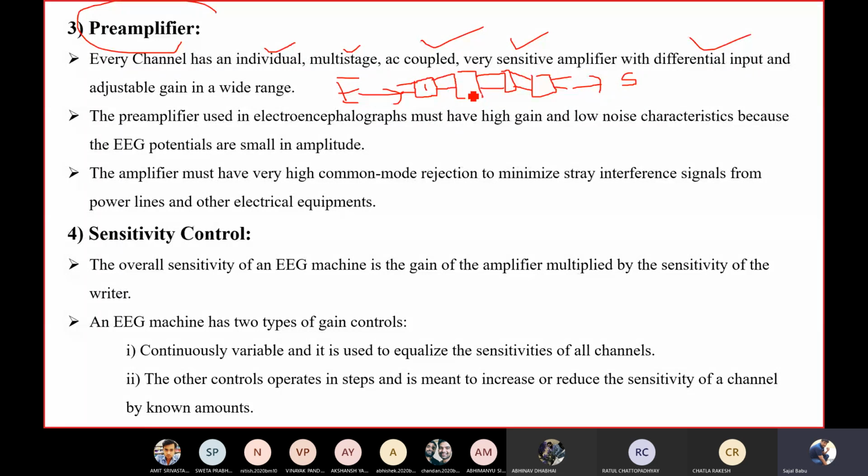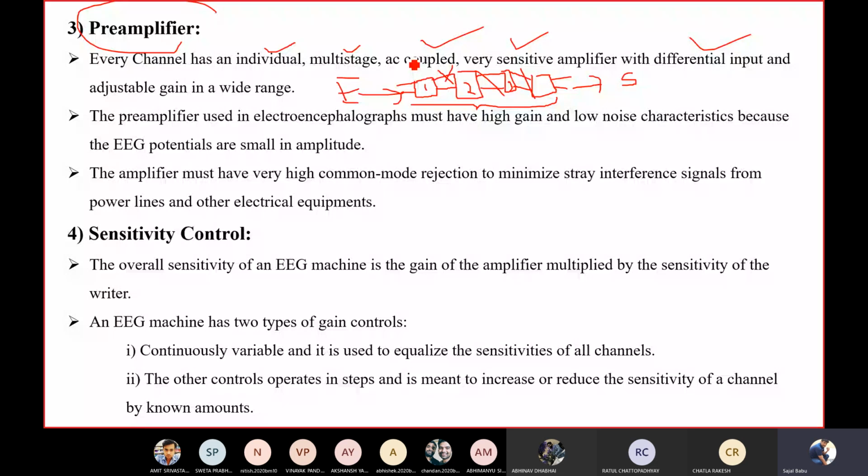So, what is a coupling? One amplifier output is 0 to second. So here we are having a coupling. The amplifier that we are going to use along with the EEG machine will be a multi-stage AC coupled and very sensitive amplifier. That means it is going to acquire a very small signal, with differential input and adjustable gain.